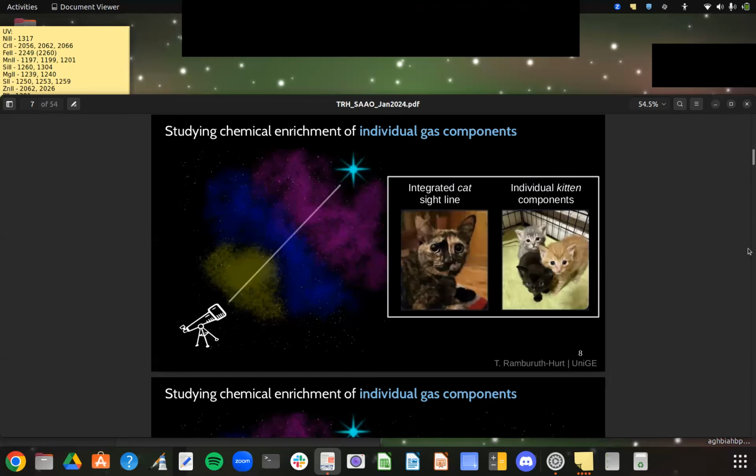Just as a cute analogy, if we have the whole line of sight as this calico cat on your left, dissecting the line of sight would mean taking apart the components and getting what the cat is made of. So we have an integrated cat line of sight and its individual kitten components.